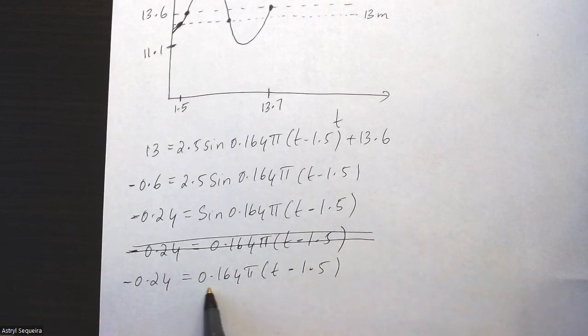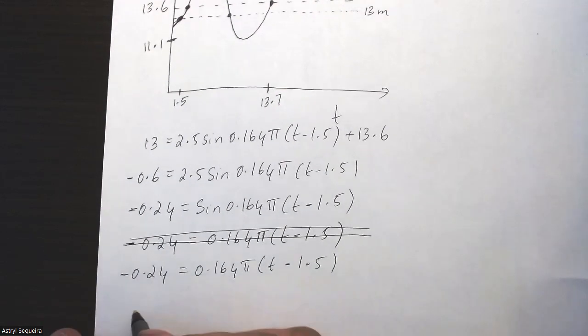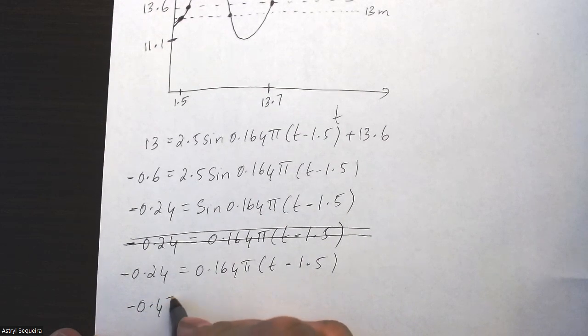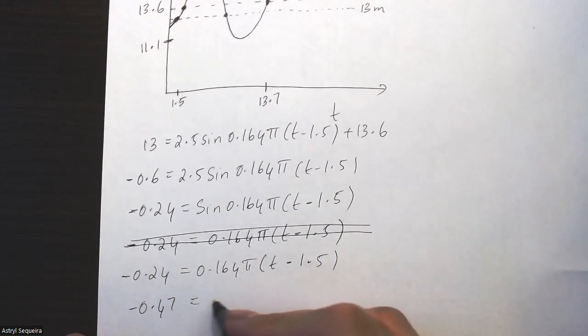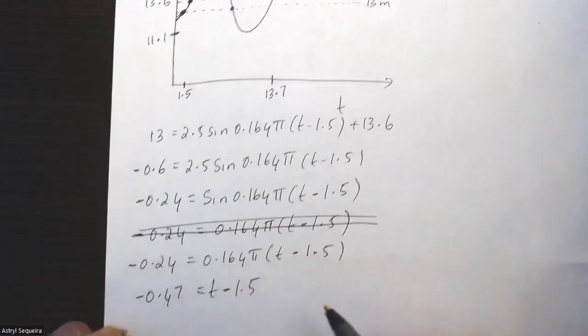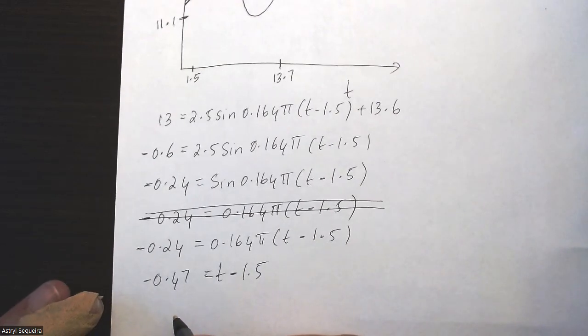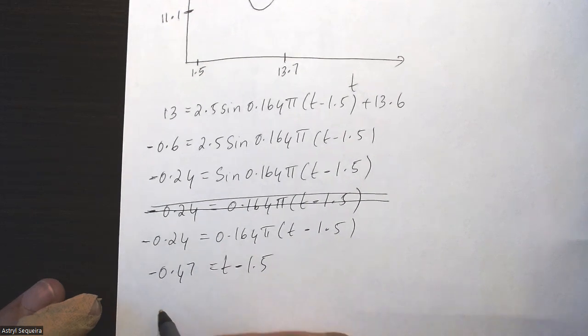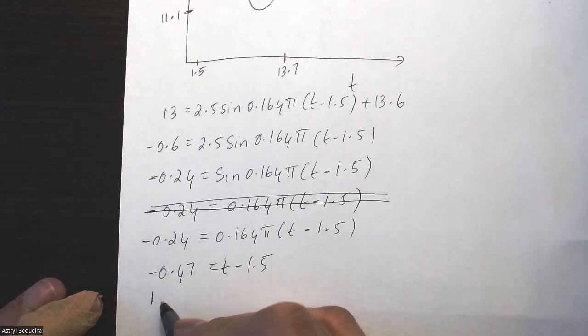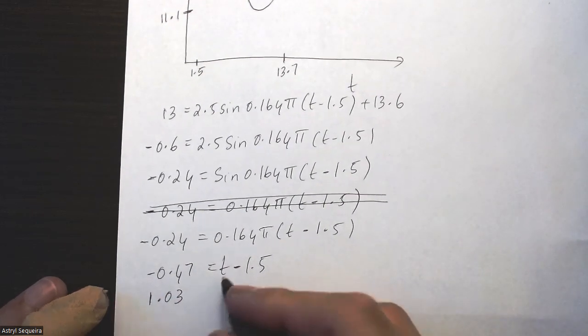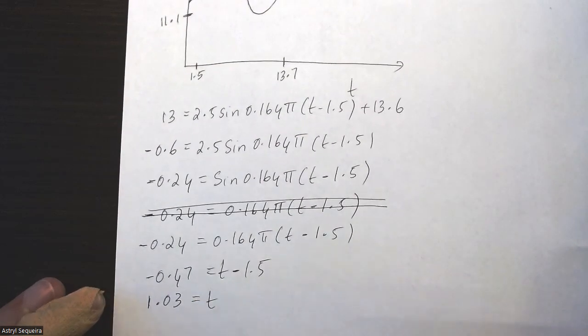So next, I'll divide both sides by 0.164 pi. Then negative 0.47 equals t minus 1.5. And last, I'll add the 1.5 on the other side. And I get 1.03 equals t.